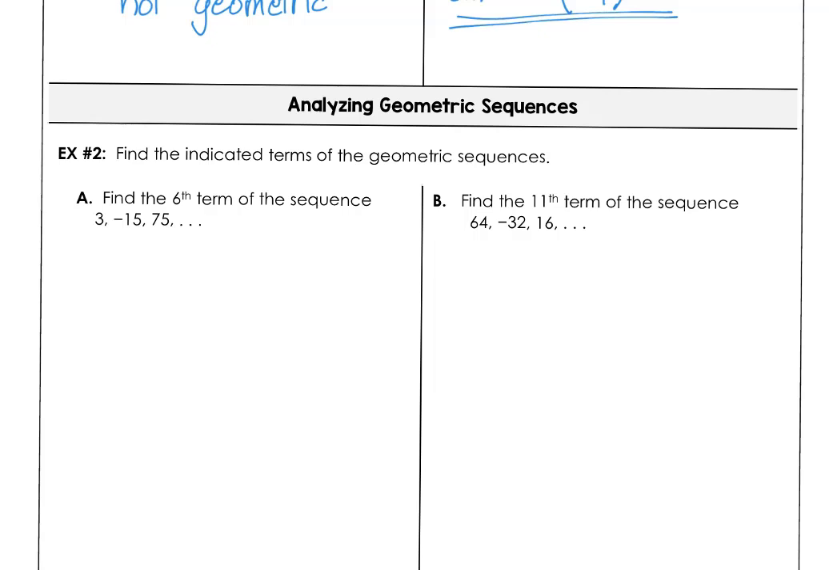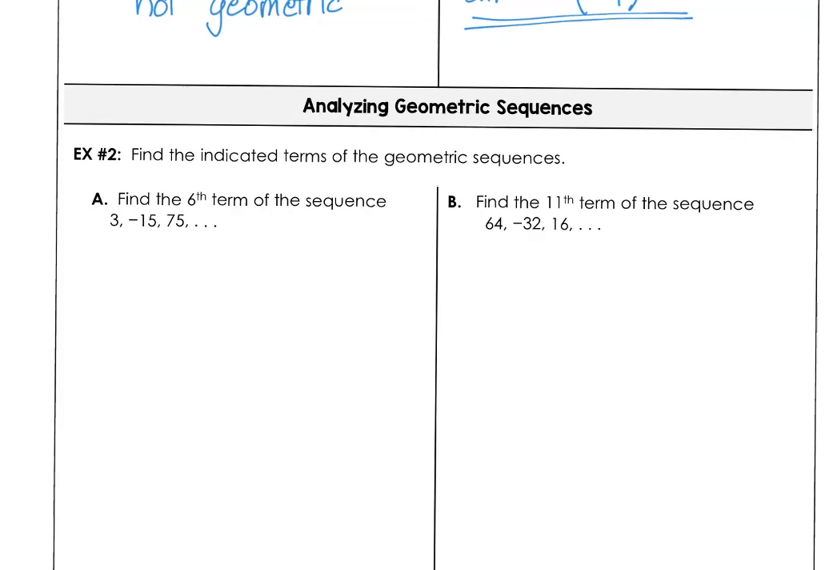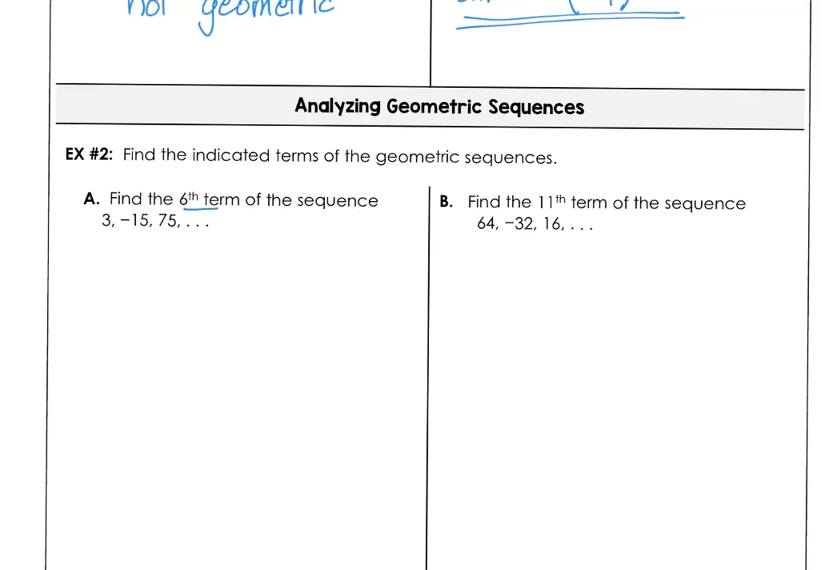Example 2 says to find the indicated terms of the geometric sequences. Here we're looking for the sixth term of the sequence. To find the sixth term, we first have to figure out that the ratio is -5. We needed the ratio first, and then we need the a sub n rule. So the a sub n rule is 3 times the ratio to the n minus 1 power. And then finally, we can substitute to find the sixth term.